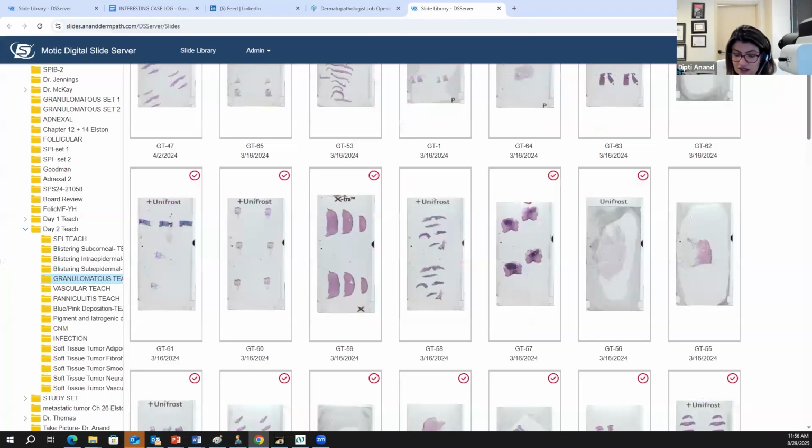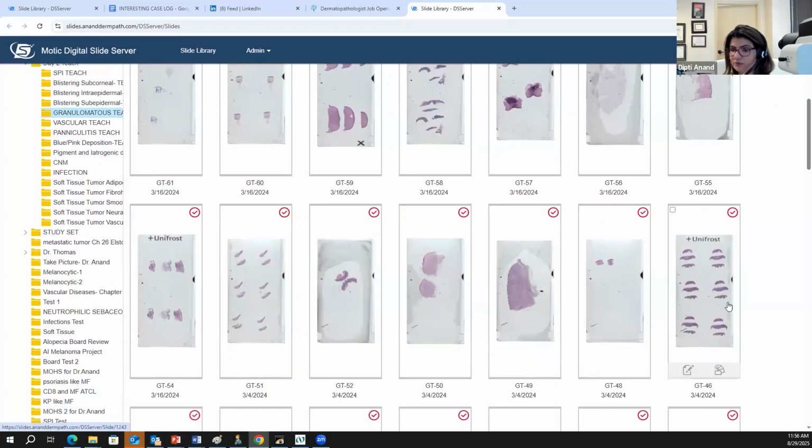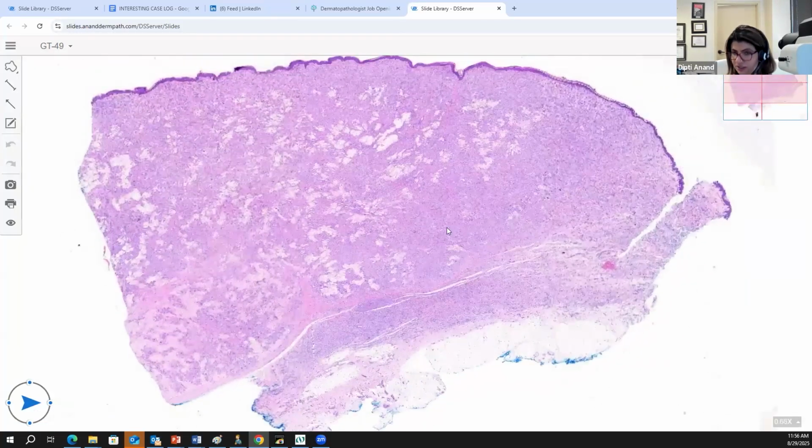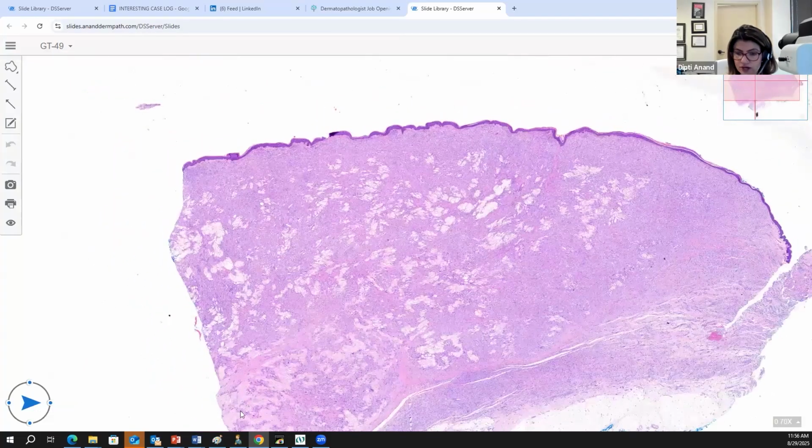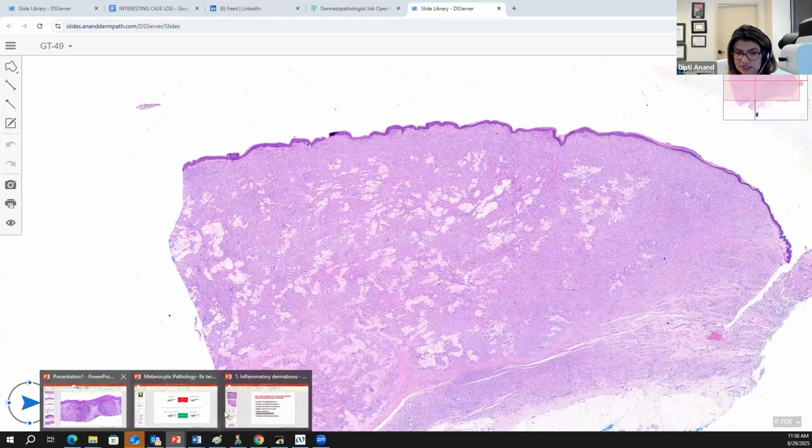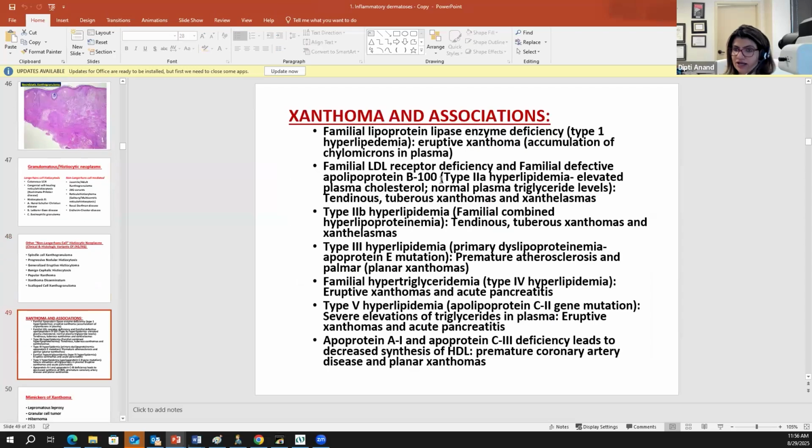Xanthomas are diseases which are truly made up of one kind of cell, and that one kind of cell is your lipid containing cells. So whenever you have a xanthoma, you do think about a lipid disorder, right? And that's where, again, in your PowerPoint, you have to basically remember this, because they like to ask you xanthomas and their associations. So eruptive xanthomas, tuberous tendinous xanthomas, xanthelasmas, and planar xanthomas. Each one of them is associated with some kind of a lipid disease, which you need to remember.